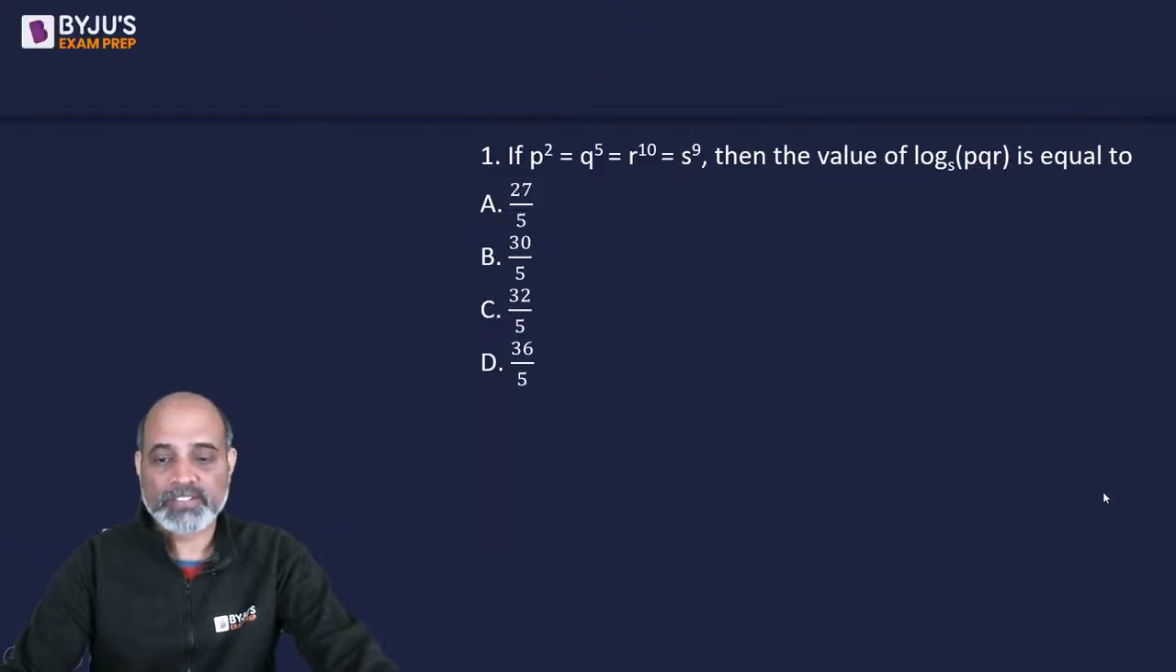First question of the day. So this is a question on log. If p square is equal to q to the power 5 is equal to r to the power 10 is equal to s to the power 9, then find the value of log pqr to the base s.